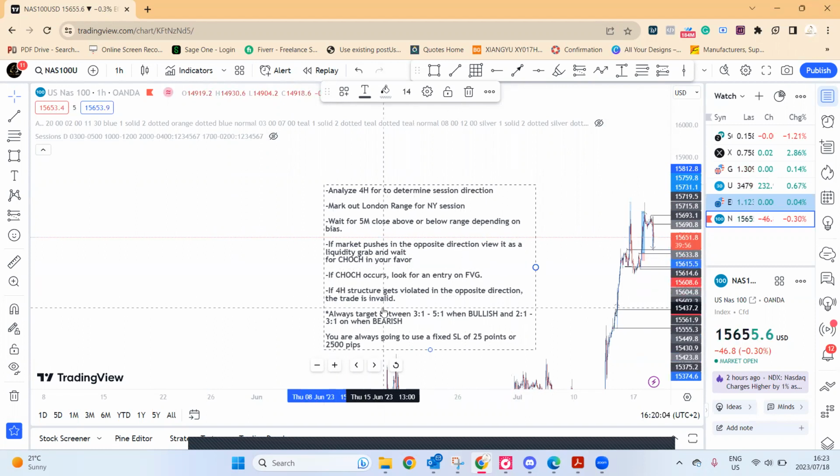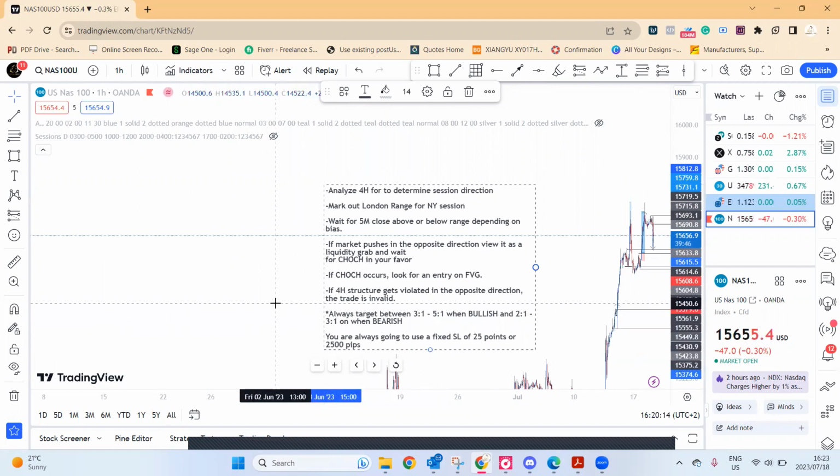If the 4-hour structure gets violated, there's no trade. If it gets violated in the opposite direction, you're looking for trades. You always target on the bullish side a 3-2-1 and a 5-1, okay, or even a 4-1. So nothing less than that, because if you ride with the direction, it will give you more than a 3-1 most of the time. And on the bearish side, 2-1 and 3-1, not more than 3-1, just because overall, yes, you can get 4-1 or 5-1s, but overall, it's just statistically wise, it's better to go for less on the sell side.